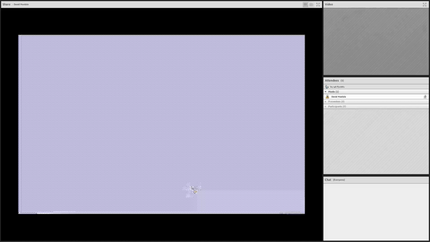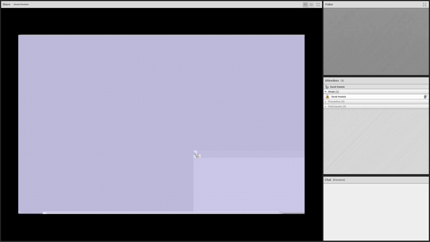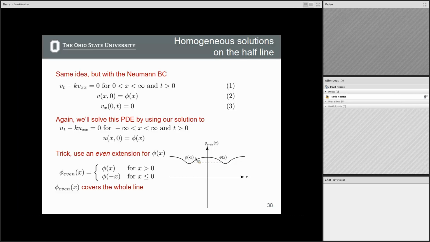For the Neumann boundary condition, we apply what's called the even extension. As opposed to the odd extension, if we look at how the plot changes, this is the even extension. We have our initial condition. We just reflect this initial condition across the x equals 0 axis and apply this in a very similar fashion. And so now this, again, covers the entire line. We can now solve our diffusion equation as before.